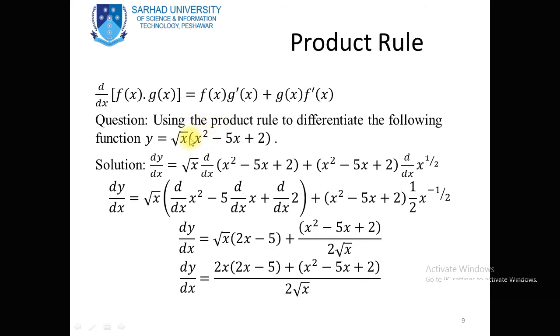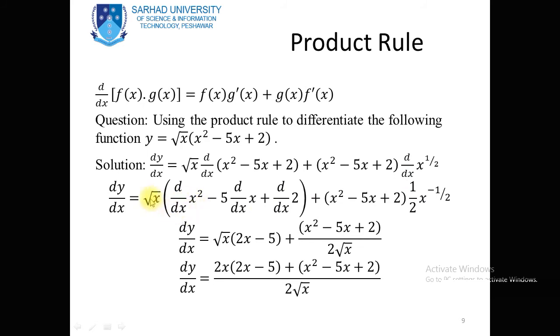Like you see over here, a problem: y is equal to under root x into x square minus 5x plus 2. Using the product rule, under root x will be the first function and x square minus 5x plus 2 the second function. So first into derivative of second plus second into derivative of first. Now applying the power rule to the second function, the first function stays as it is, and apply the power rule to the first function.